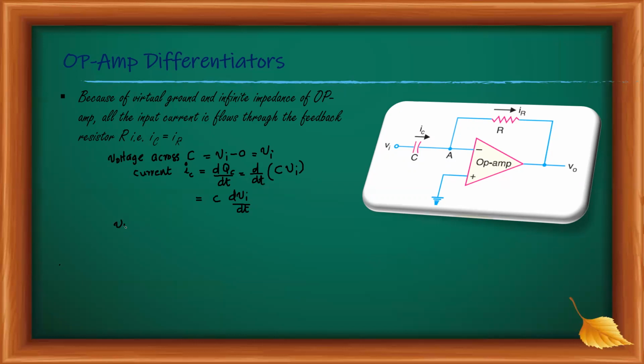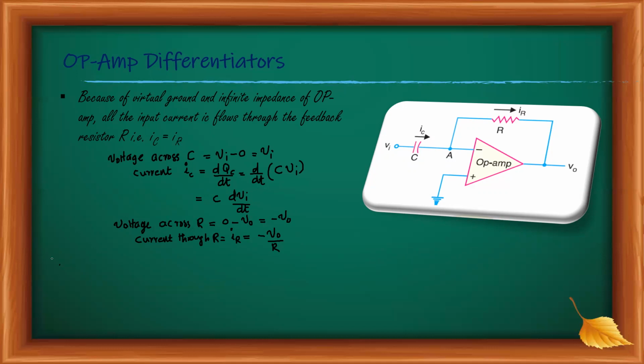And next, the voltage across R. Voltage across R is equal to 0 minus V0, that is equal to minus V0. And the current through R, let it be IR, is equal to minus V0 divided by R.